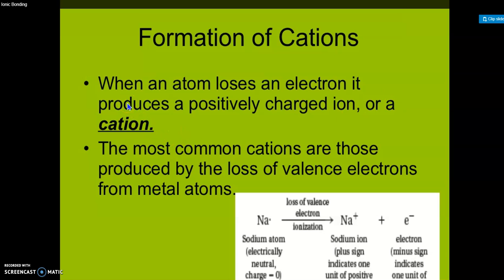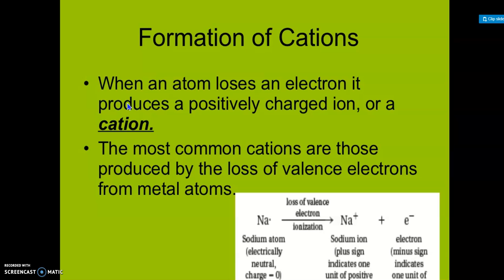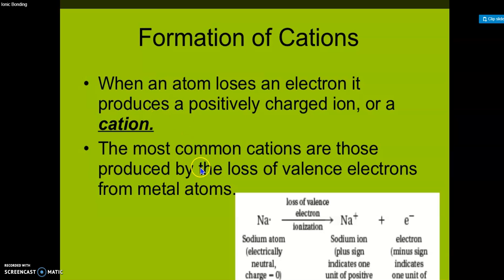When any atom loses one or more electrons to produce a positively charged ion, this ion is called a cation. The most common cations are those produced by the loss of valence electrons from a metal atom. For example, sodium. A sodium atom is electrically neutral, charge equal to 0 at the atomic state. If it loses a valence electron, this step is called ionization.